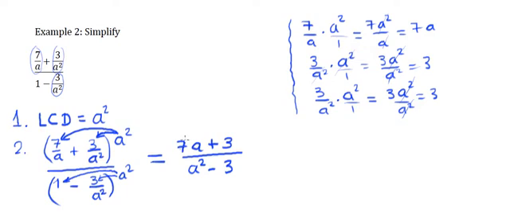Good. Now, there is no way to factor the numerator. Here the greatest common factor is 1. There is no way to factor this a squared minus 3. Notice 3 is not a perfect square. So it means that this is it. There is no need to simplify. It's already simplified. So this should be your final answer.